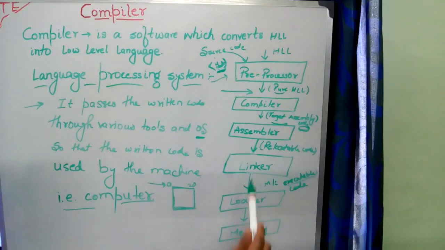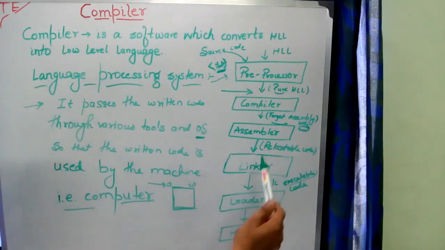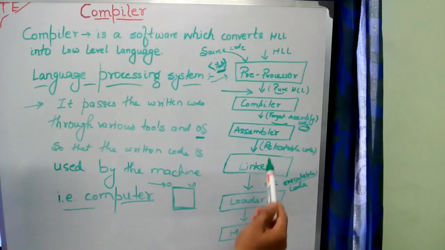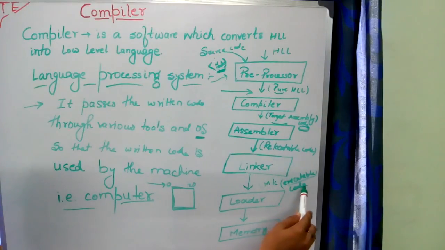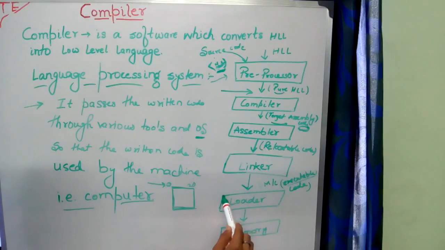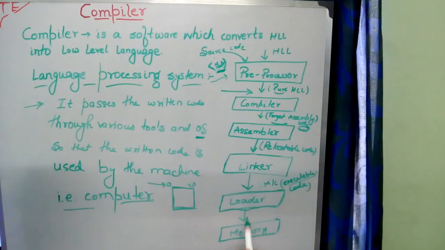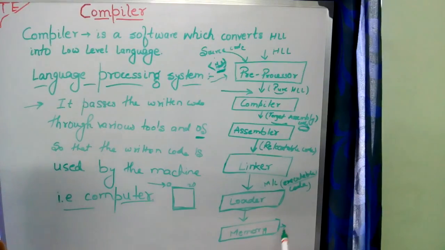For now, just remember that this will be converted to relocatable code, and then it will be passed on to the linker. The linker will resolve those addresses and produce an executable machine code, which will again be passed on to the loader. The loader will load the code into memory, which is RAM in our computer. This will go to the memory, and here the processing of that source code will be done.